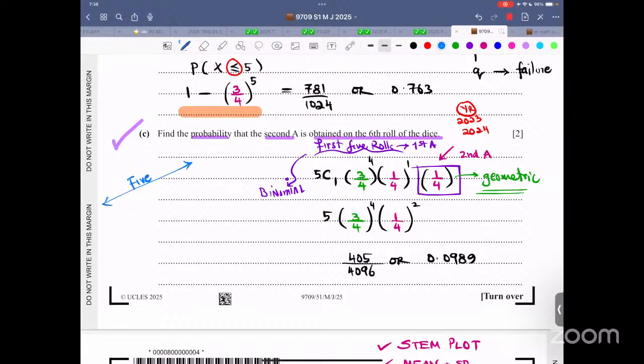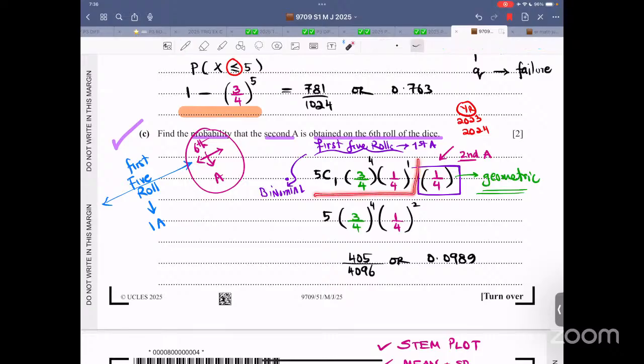Out of the first 5 rolls of the dice, you should be obtaining 1 A. And then separately, you should be obtaining a sixth one as an A. So now this sixth one is an A. That is the second A. So that is 1/4. That is geometric. It's a combination of geometric and binomial. Now out of the first 5, you can have any one A. Order does not make a difference. That is why this is binomial.